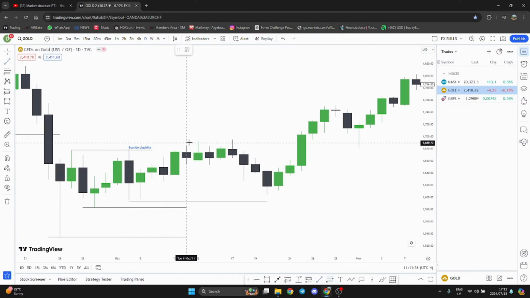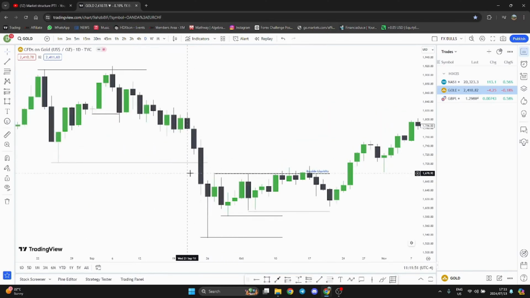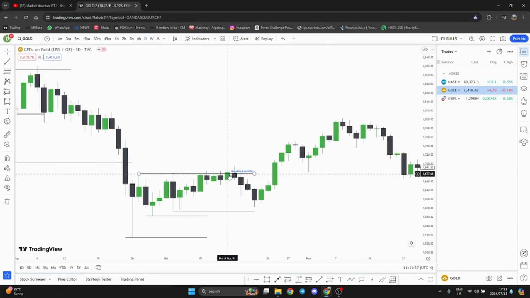And what does price do? It moves up. It takes out this high. But look at this. Price closes above, but that's a pretty shallow close. So I'm not interested in that. I want to see a beautiful body close like this. I want to see something like that happening over here. And we don't get that. We get a shallow close, nothing else.